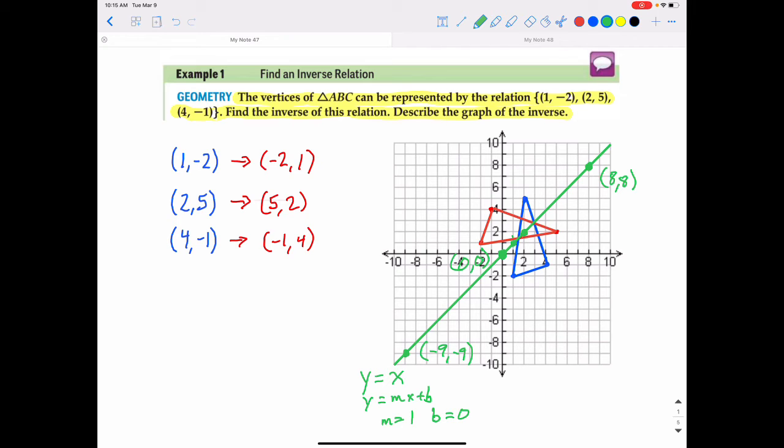So in inverse, its relation and its inverse will be reflections over the line y equals x. So it reflects over y equals x. That's what you're going to see with every relation and its inverse.